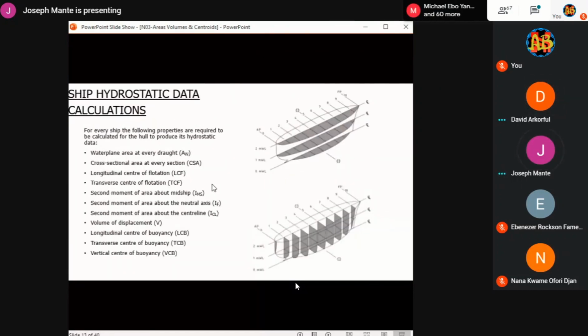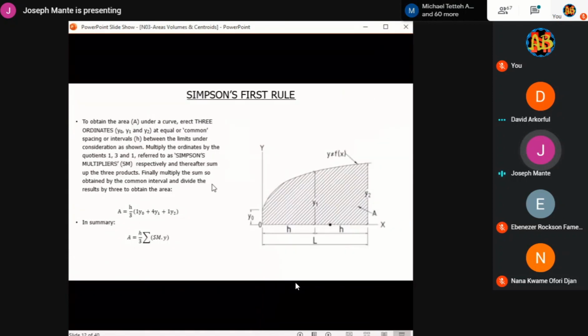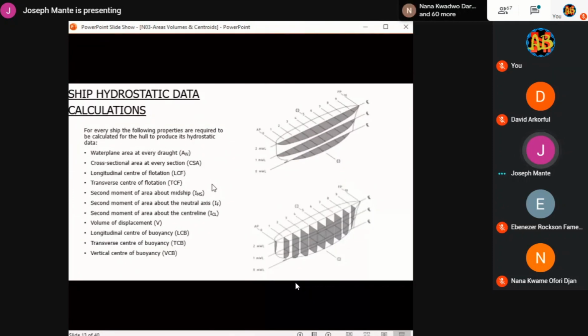All right. So we go to ship hydrostatic data. Now you have been able to know some of the formulas, so go and learn the trapezoidal rule in calculating the area and Simpson's first rule. Learn all of them. So we go to ship hydrostatic data.